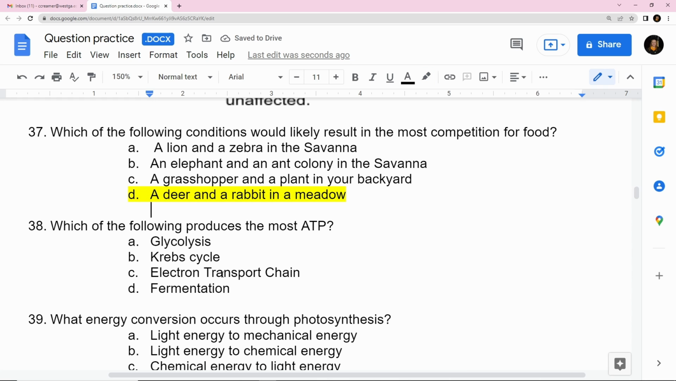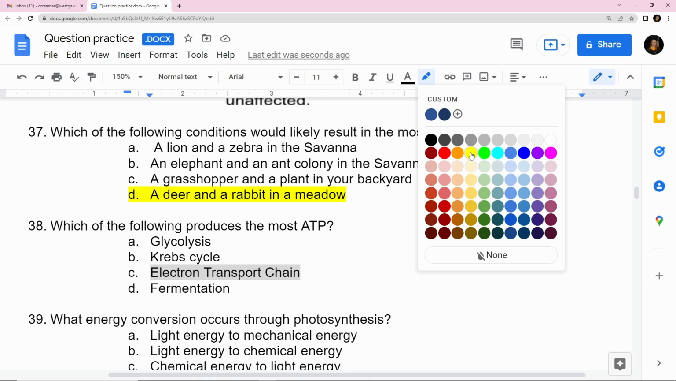Which of the following produces the most ATP? Glycolysis, the Krebs cycle, electron transport chain, or fermentation? If you said C, electron transport chain, you would be correct.